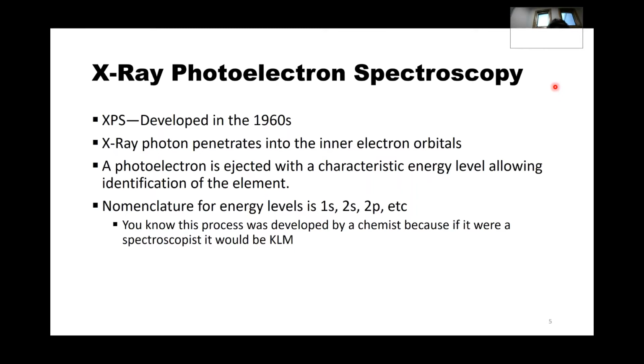But anyway, a photoelectron is ejected with a characteristic energy level. Again, spectroscopy: characteristic energies, and or wavelengths for that matter. The nomenclature for the energy levels in XPS is 1s, 2s, 2p, etc. And I say this in other classes. I've not said it here, and I have bad punctuation on etc. That should have a period there. I apologize. Here, I'll move the pointer there to pretend it's a period.